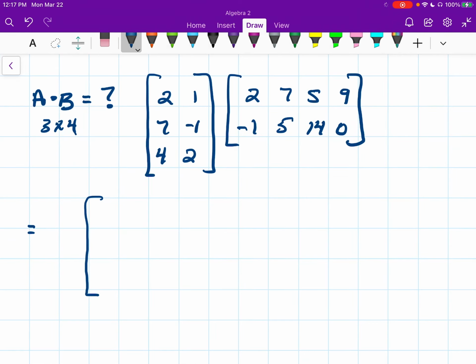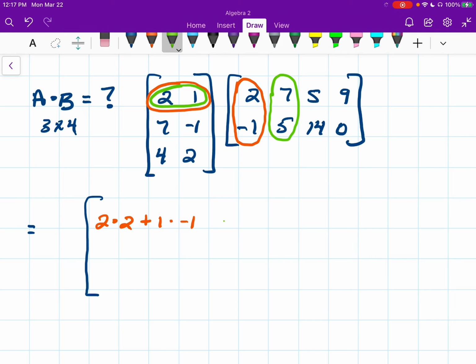Now again, just like in the last one, and this one makes it a little bit harder because it's a little bit longer, we go across the rows and then down the first column. Right? So this will be 2 times 2 plus 1 times -1. Our second piece will be the first row again times the second column. So 2 times 7 plus 1 times 5.